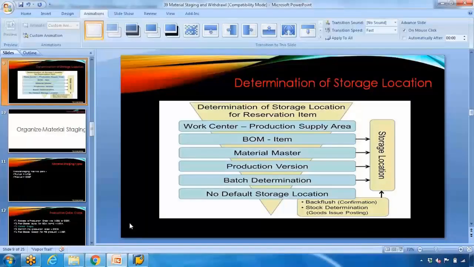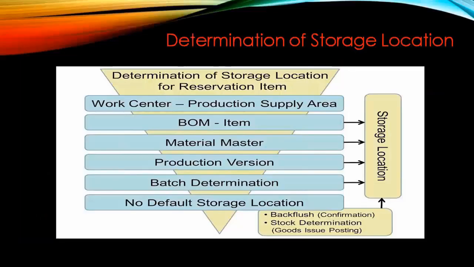Let me show you the priorities for the storage location. Now storage location can be maintained in the work center. If it is maintained in the work center, that will be the first priority. If it is not maintained in the work center, then if it is maintained in the BOM item, it will be the second priority. And if it's not there, then if it is maintained in the material master, that will be the third priority. Fourth priority will be the production version, and the fifth priority will be the batch determination, if the company is using the batch management system. And if the system can't find it in all five of them, then there will be no default storage location.